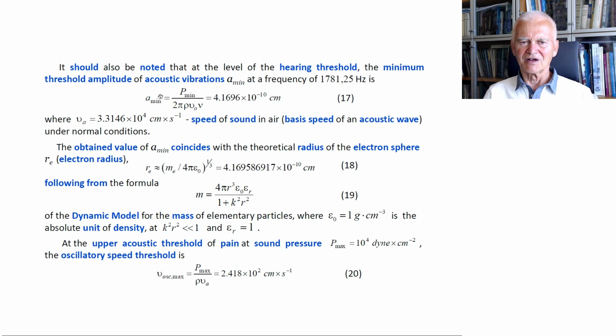The obtained value of A minimum coincides with the theoretical radius of the electron sphere, the electron radius, following from this formula of the dynamic model for the mass of the elementary particle, where epsilon 0 is the absolute unit of density, and this term is much less than 1, and epsilon r is equal to 1. So you can compare this value, practically the same. At the upper acoustic threshold of pain, at sound pressure of this value, the oscillatory speed threshold is this value.